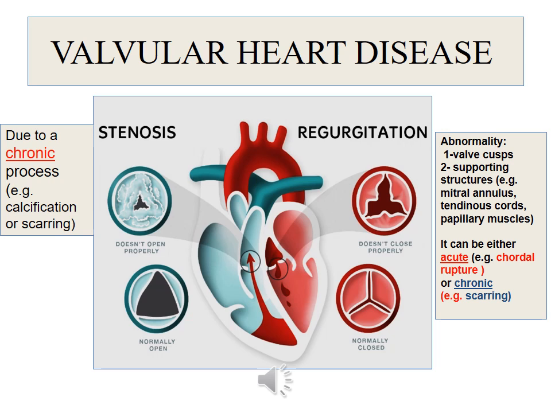Other terms that describe valve regurgitation include valve incompetence and valve insufficiency. Valve regurgitation can develop either due to valve cusp abnormality or due to abnormalities that affect the supporting structures of the valve. These include the mitral annulus, the tendinous cords, and the papillary muscles. Valve regurgitation can be either an acute or a chronic process. Causes of acute valve regurgitation, for example, include chordal rupture. A cause of chronic cardiac valve regurgitation, for example, is scarring.